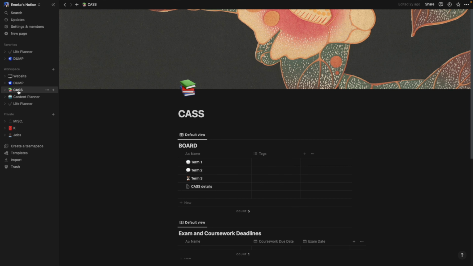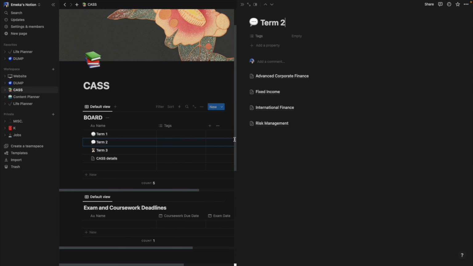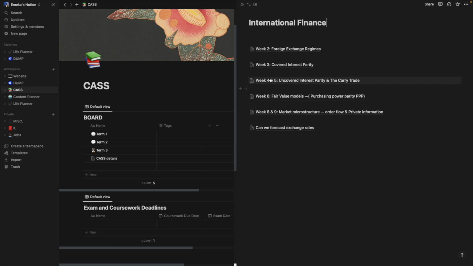So if I look at my Notion template right now, I'm going to show you how I use Notion to study for my master's and get a distinction. So as you can see from the left-hand side, I have a workspace called CAS. If I click on that, as you can see, I have term 1, term 2, term 3. Let's go into term 2 and see what topics it was. So as you can see, we have advanced corporate finance, fixed income, international finance, and risk management. Let's go into international finance. As you can see, I have different topics right there. I have week 2, foreign exchange, week 3, covered interest rate parity.